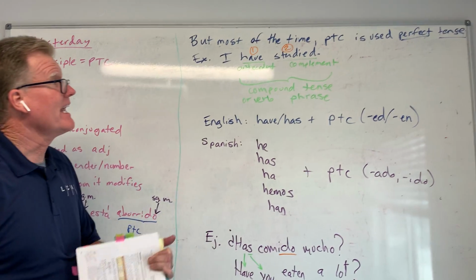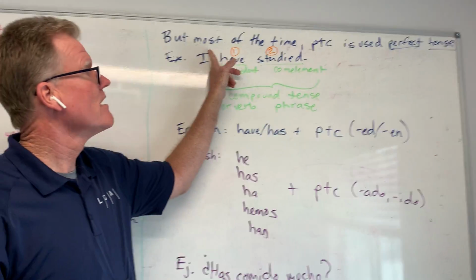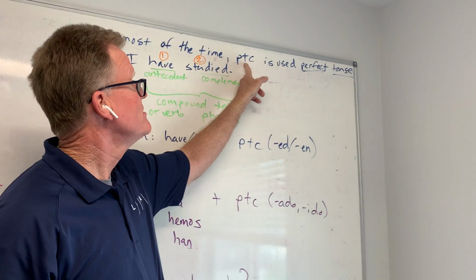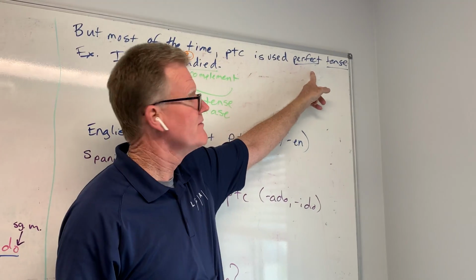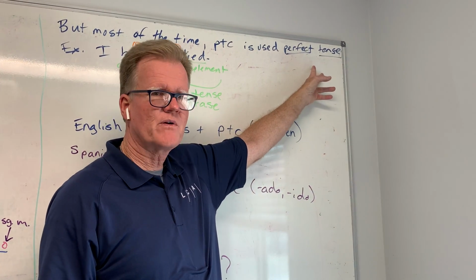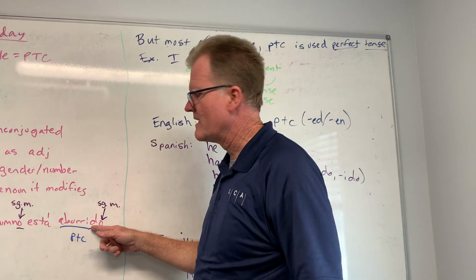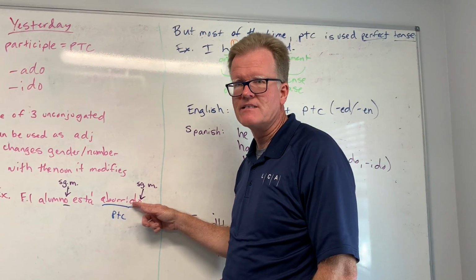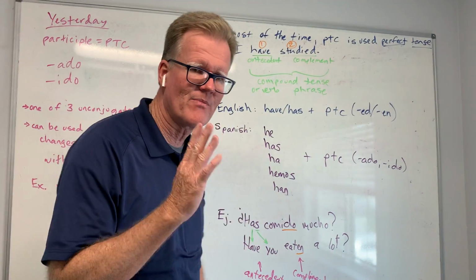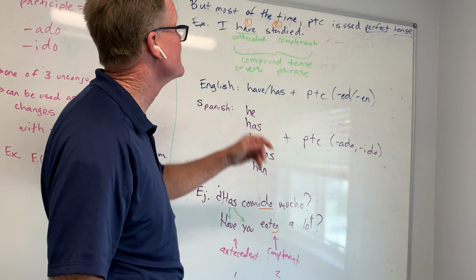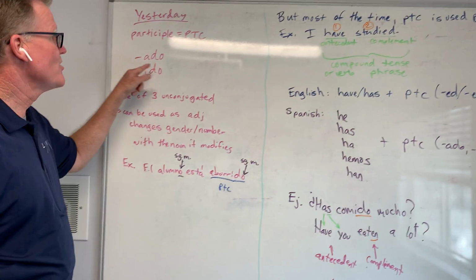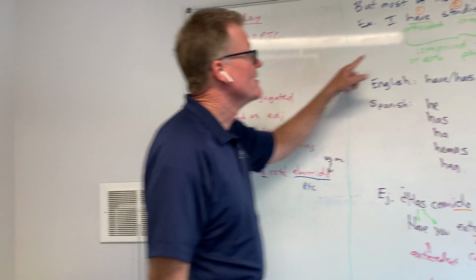So today, we're going to see the major use of the participle. The major use of the participle is for the perfect tense. Now, when we look at perfect tense, you're not going to pluralize it or make it masculine or feminine. You're just going to leave that participle untouched. It's always going to be ado, ido, okay, for the perfect tense.